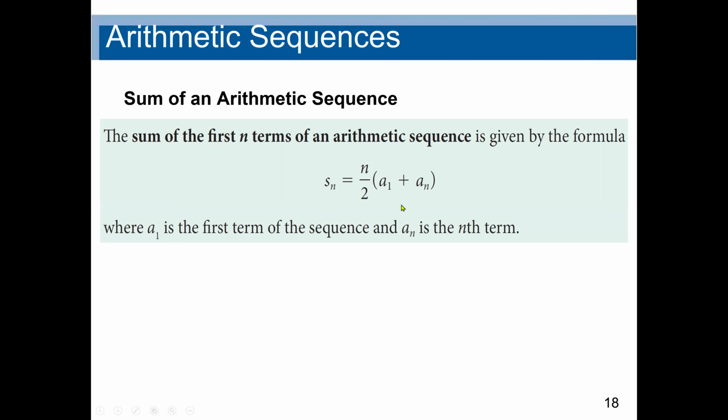Again, if it's only 4 items, it's easy. I can just add it. But imagine if we have 100 items. We don't want to waste time counting 1 plus 2 plus 3 plus 4 up to 100. So let me take the first term 1, the last term 100. So 1 plus 100 times 100 divided by 2. That will give me the sum from 1 to 100.